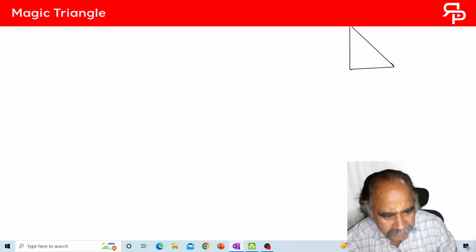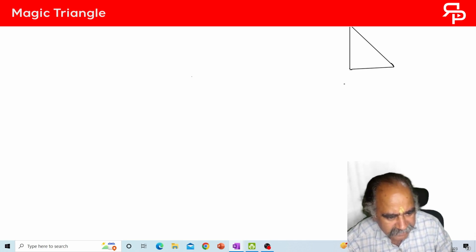This entire world, what do you call it? Right angle triangle. But I call it R.P. Singh's magic triangle, because this small triangle gives a lot of trigonometric formulae which I'll be deriving in front of you today. This is triangle ABC.